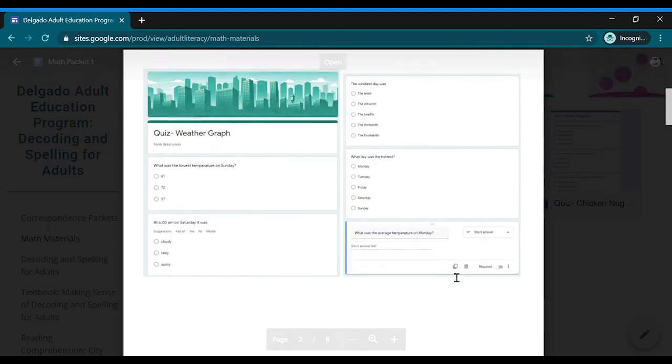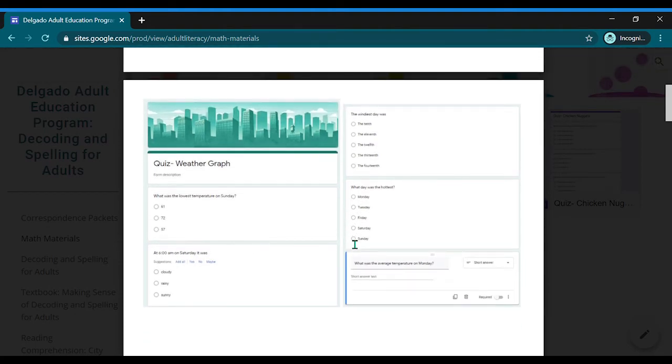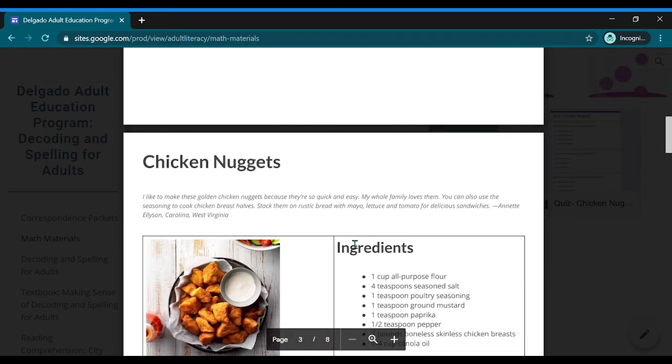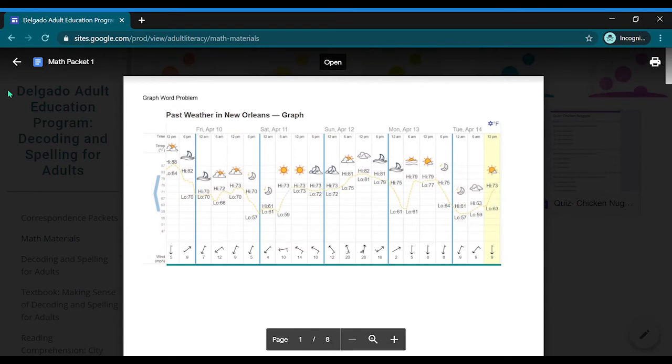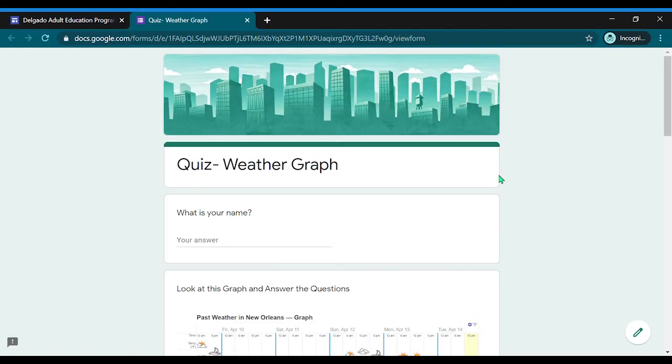So if you want to do it on your packet, here are your questions. I think this is a bit small, so when we work through it, I'm going to work through it on the Google form. So I'm going to jump over to the forms and let's get these answers out. I guess we're going to do two separate videos actually. We'll do the weather graph explanations. So you're in your weather graph form.